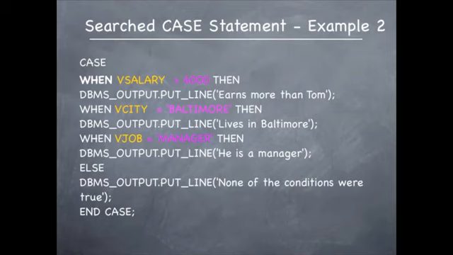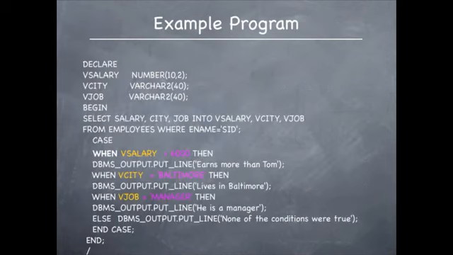If the variable vCity takes the value Baltimore, the string to be displayed is lives in Baltimore. If that condition is not true, then another check is done based on a memory variable called vJob. If the value of vJob is equal to manager, the string that will be displayed is he is a manager. If none of the conditions are true, the string to be displayed is none of the conditions were met. The searched case statement allows you to write conditions based on different memory variables as well as different types of operators.